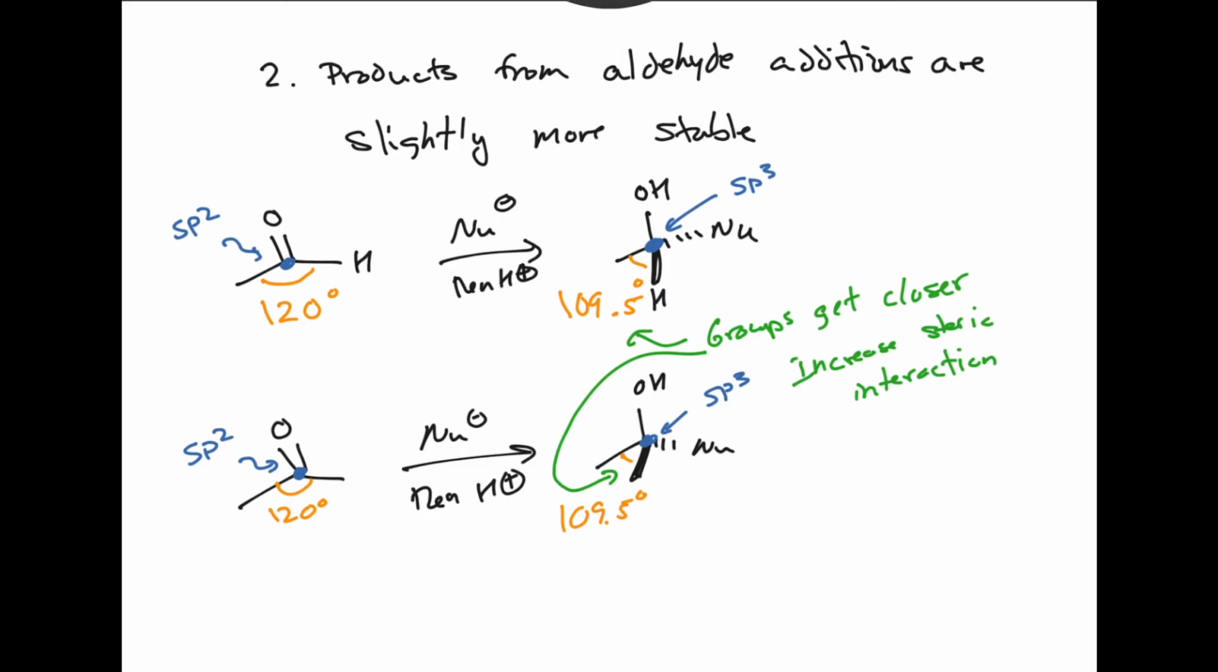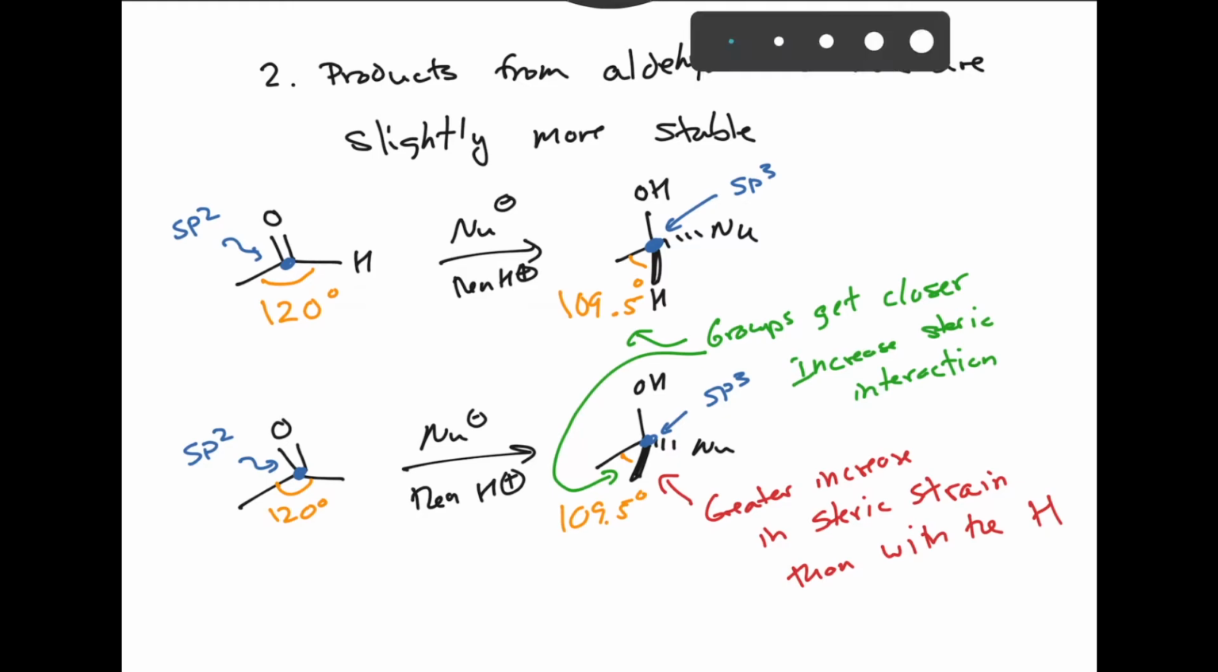So moving two large groups together causes a greater increase in steric strain than moving a carbon and a hydrogen close together. That means that the tertiary alcohol we get when we add to our ketone is slightly less stable, because you've got those two carbon groups banging into each other a little bit. So this is a thermodynamic reason.